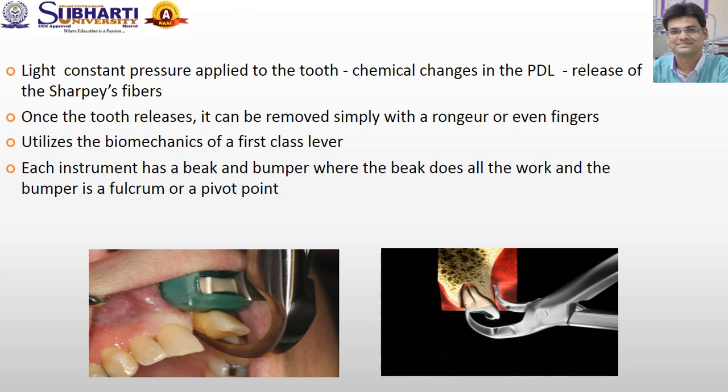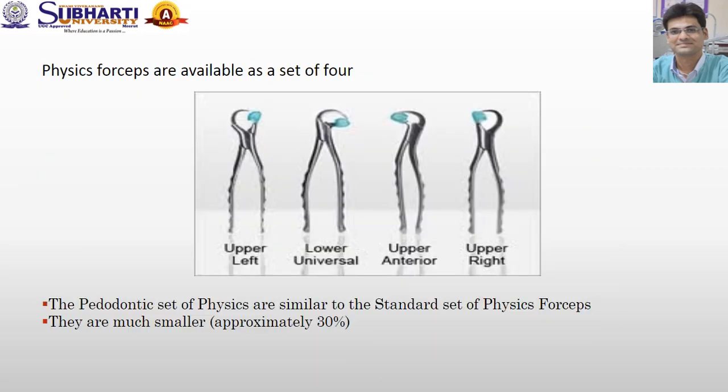The beak does all the work, while the bumper acts as a fulcrum or pivot point. When the forceps is applied over the tooth, a light constant pressure is applied to the tooth, resulting in chemical changes in the periodontal ligament, and they release the Sharpey's fibers. Once the tooth is released, it can be removed simply with the fingers or rongeur, although the rongeur is not an instrument meant for removal of teeth. These forceps work on the biomechanics of a first class lever. Physics forceps are available as a set of four instruments: upper left, upper right, upper anterior, and lower universal.